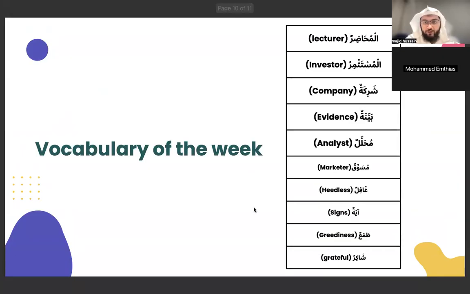Right, so these are the vocabulary of the week. Maybe you can learn them over a period of time, and you will be able to learn how to construct. You can use these words in your sentences, inshallah. And this will also help you to speak, like sharika means company or partnership, mustathmir investor, muhadir lecturer, muhallil analyst, the one who analyzes things and tries to find the solutions to the problem. And these are some Quranic words like ghafil, ayah in science, tama, greediness, shakir, person who is grateful.